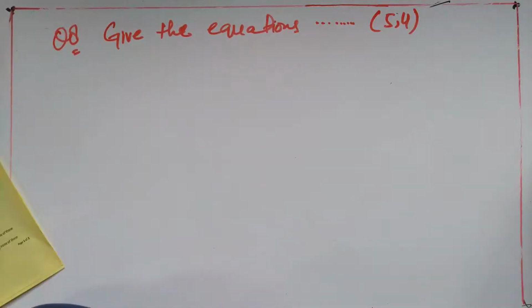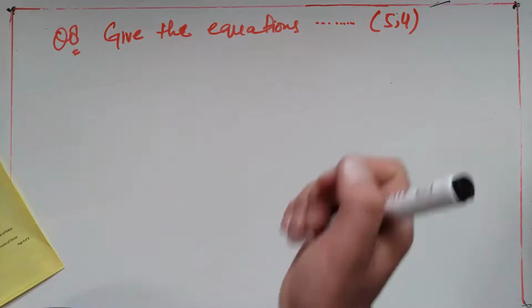Our next question is question number 8, which says: give the equations of two lines passing through (5, 4). So you have to give equations of two lines passing through (5, 4). Although this is a very in-depth question, since it is mentioned in very short answer type, we will cope with that condition here.